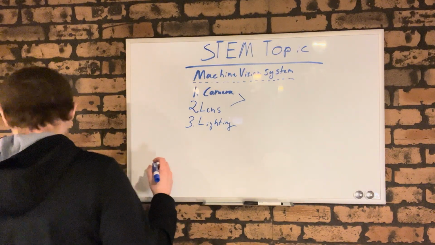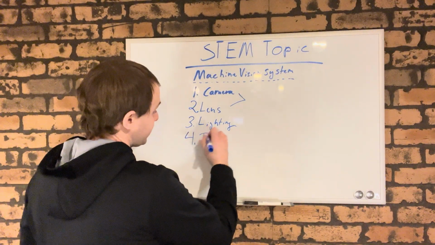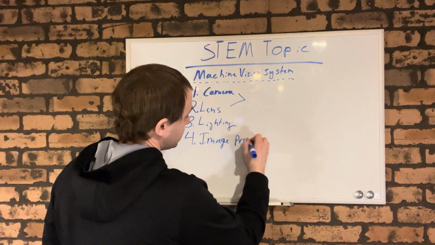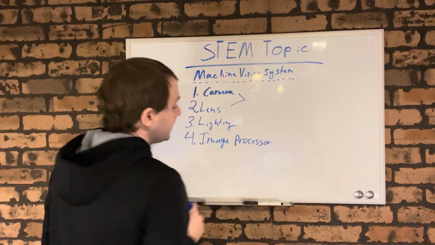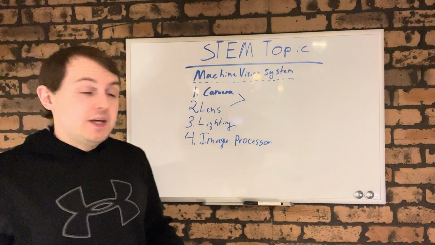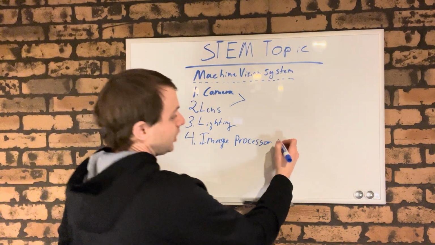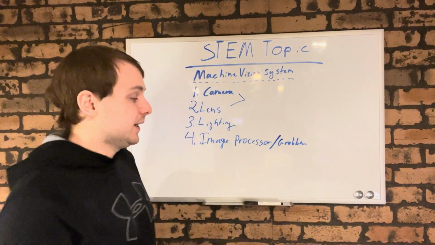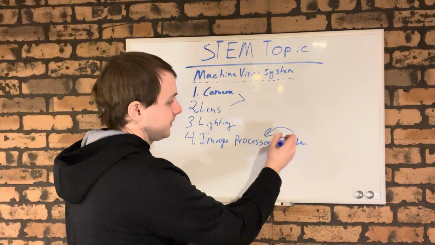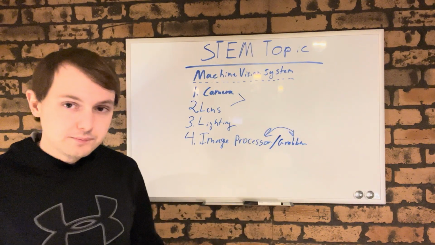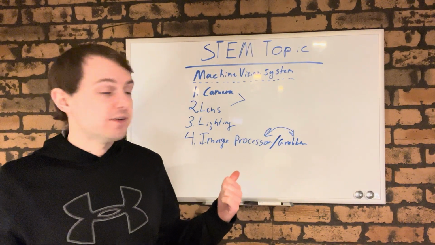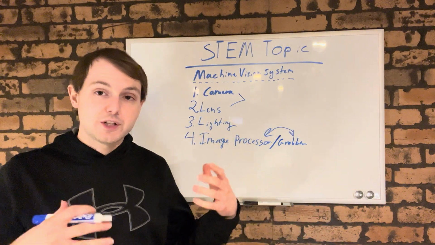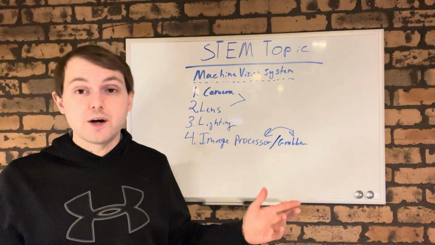Fourth thing that we're going to need is an image processor. An image processor simply is going to be, in fact, I'm going to call it the processor, but some will call it the grabber. I like to think that they kind of have to go hand in hand. It's the system that's going to process everything. So the camera is going to take the image, it's going to send it back to the software. The software is going to go ahead and process it and then send it out to our PLC or whatever that is.